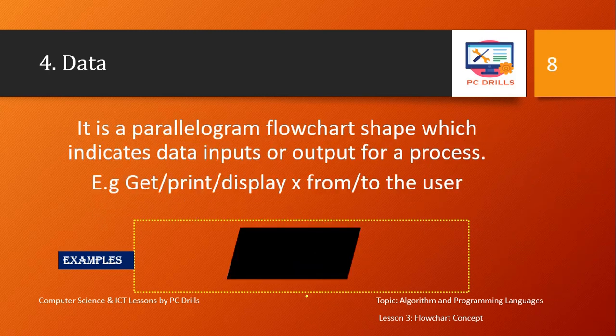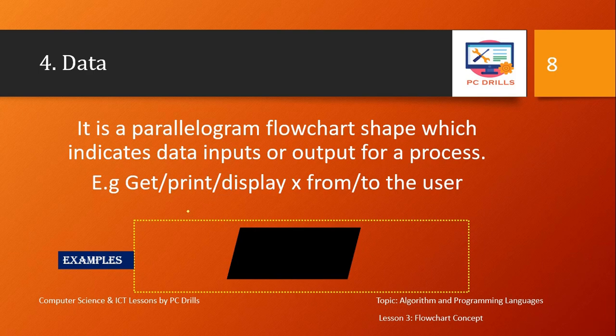Here we have the data symbol. The data, we say it is a parallelogram flowchart shape which indicates data input or output for a process. So if you have to display maybe a username, or get X from a user, like last time in the first lesson, I was doing a simple Python program. I say input your name. All of those ones that are telling the user to input something, you are dealing with this data.